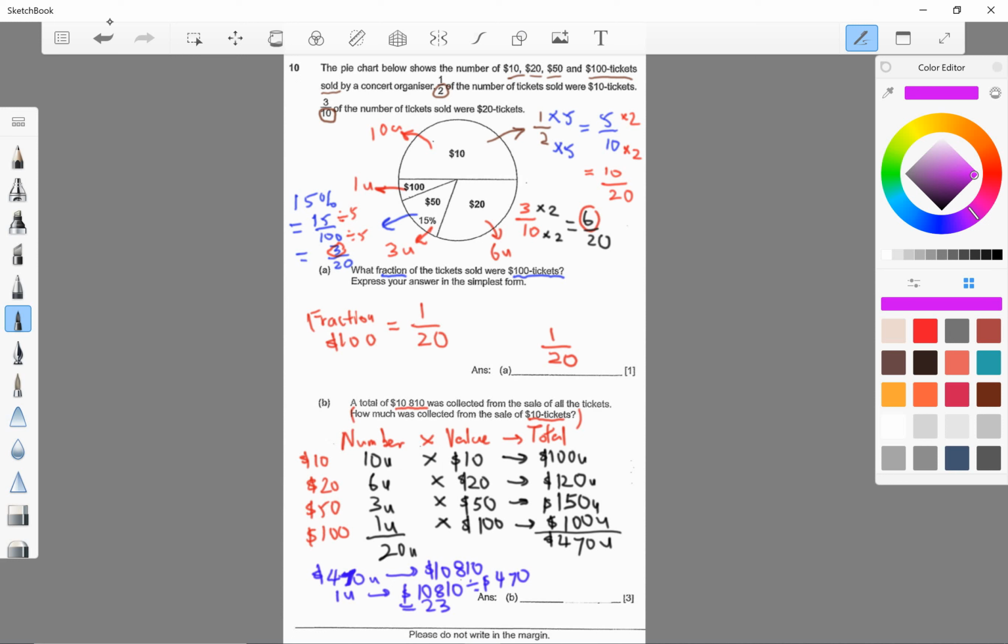Now I'm looking for how much was collected from the sale of the $10 tickets. So the $10 tickets are $100 U, which I'm circling in purple right now. So $100 U has to be 23 times $100, and this leads us to $2,300. Don't forget the dollar sign: $2,300.